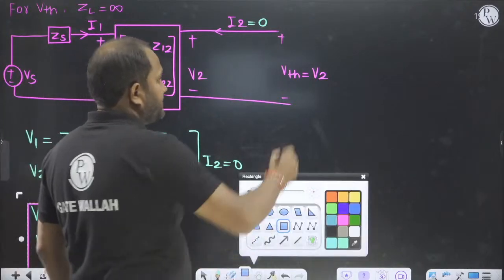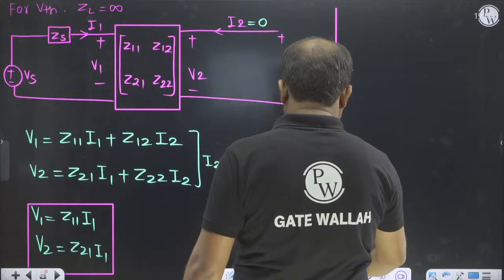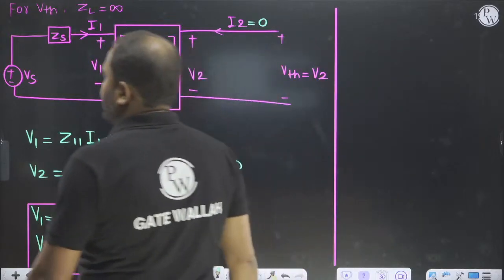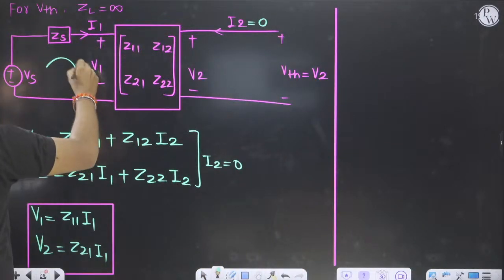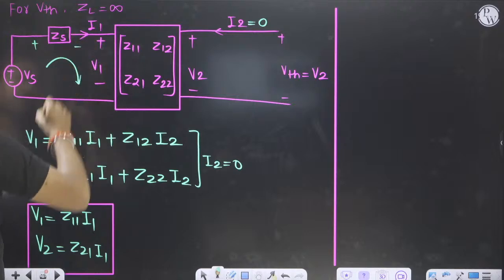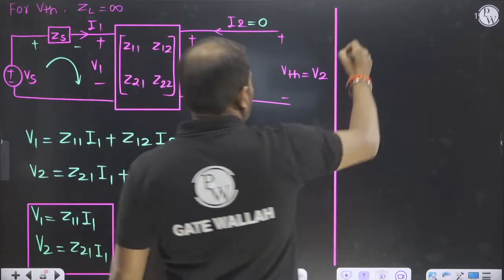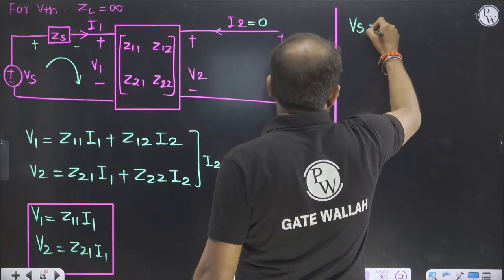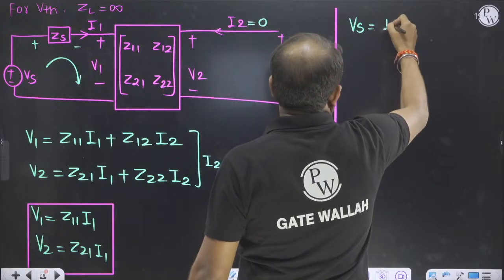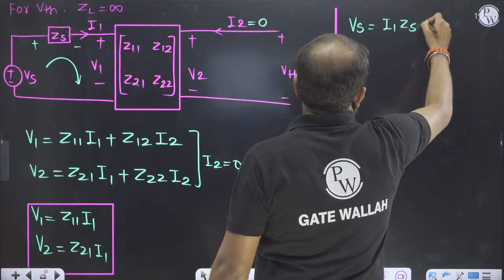Then after that, at the second point, I will apply KVL here. Current will be flowing like this, so plus minus. So VS will be equal to I1 into ZS plus V1.